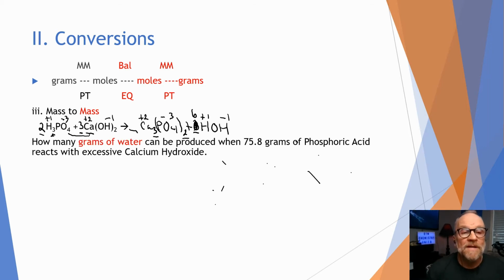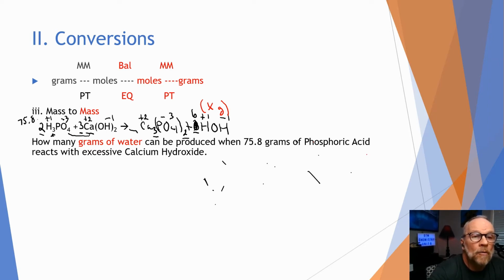This particular problem says how many grams of water can be produced when 75 grams of phosphoric acid reacts with excess calcium hydroxide. All right, so we are solving for water here, grams of water, and we are given 75.8 grams of phosphoric acid. So we're given 75.8 grams here, and we are going to go to grams of water. So grams to grams type of problem.